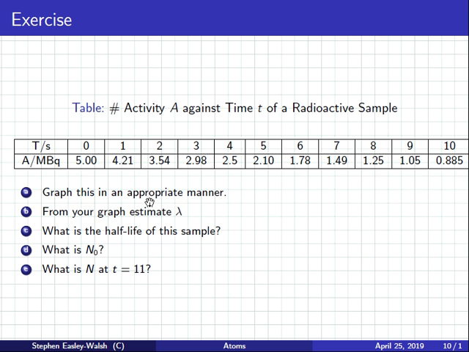What is the meaning of appropriate manner? Do you know? Maybe, mostly, not quite. What's the meaning of appropriate manner? Yeah, very good. Graph this in a good way. In a physics way, exactly. In a good physics way. Exactly right. Good job.